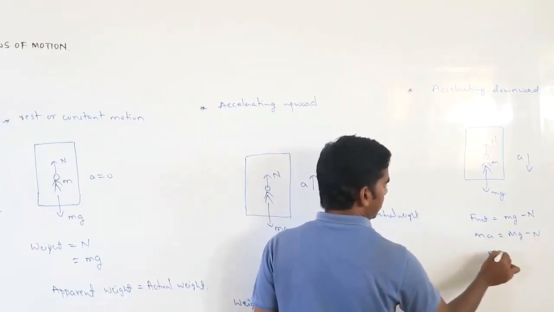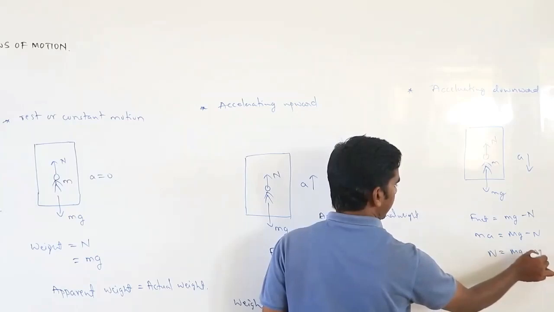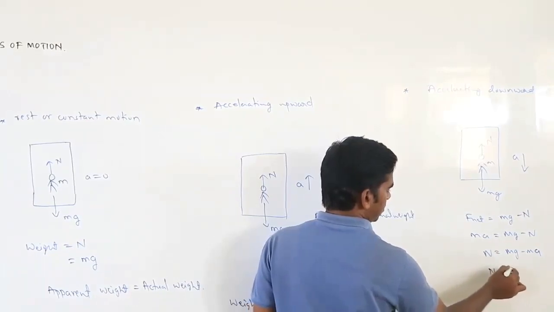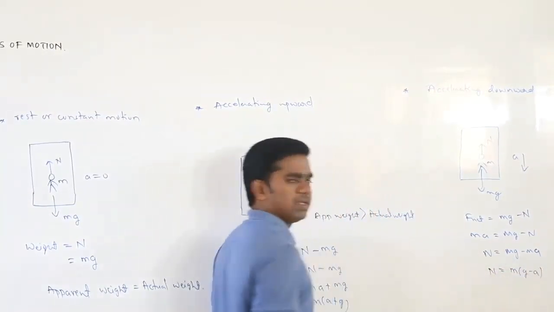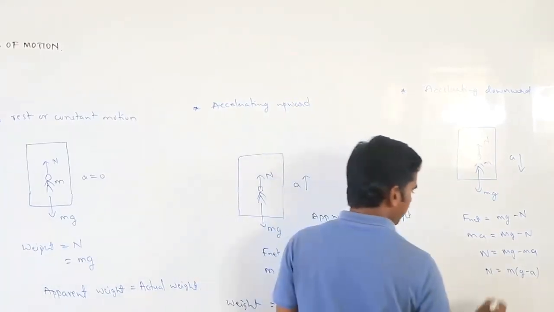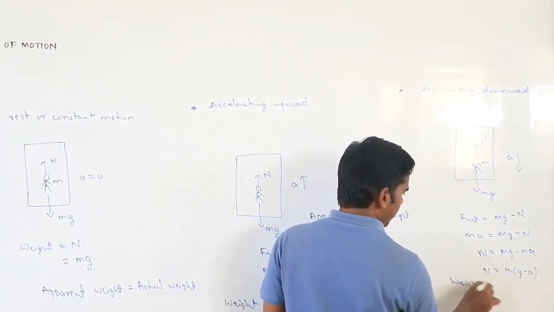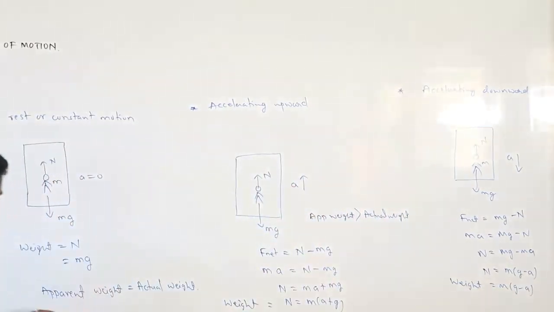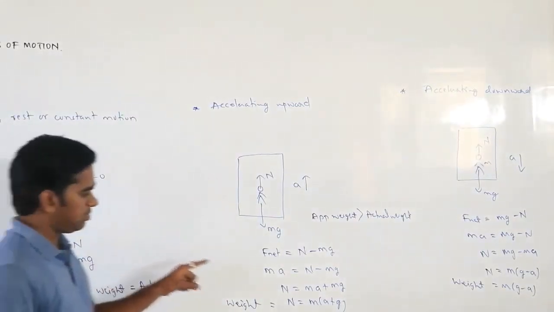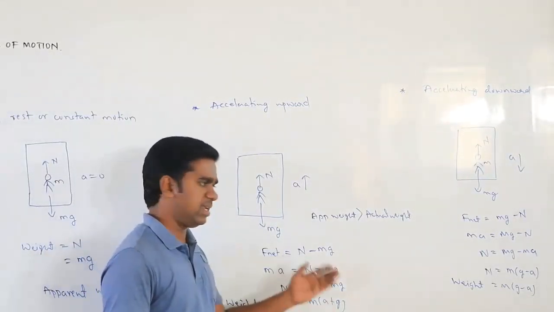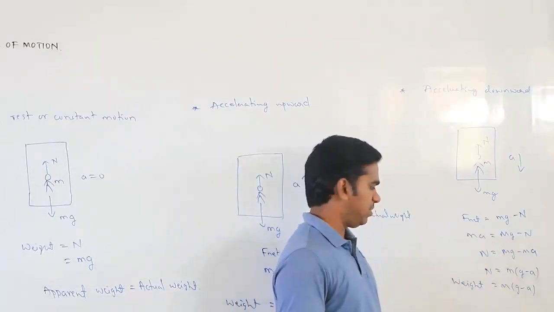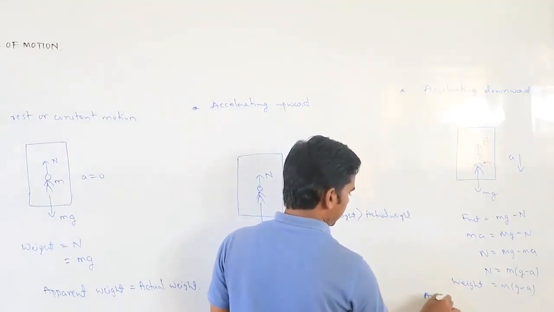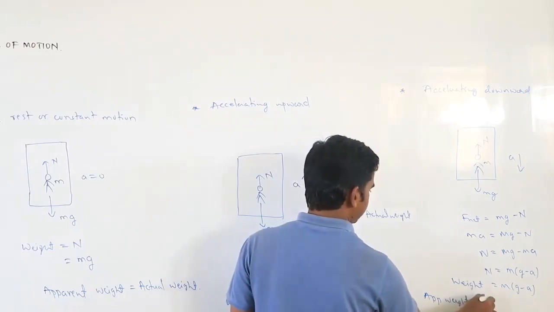So take N on this side. So what will happen? Mg minus m into a. So normal equals to m into (g minus a). That is why weight is equals to mass into (g minus a). That means it is less than actual weight. Actual weight is what? M into g. Here it is becoming m into (g plus a), increasing. Here m into (g minus a), that means decreasing. That means what you can write here is apparent weight is less than actual weight.